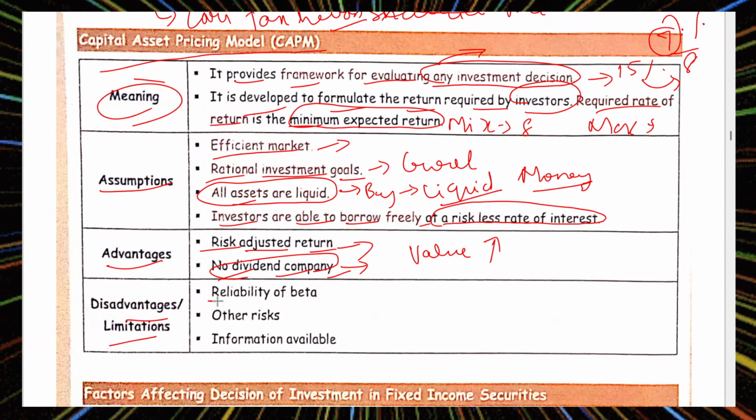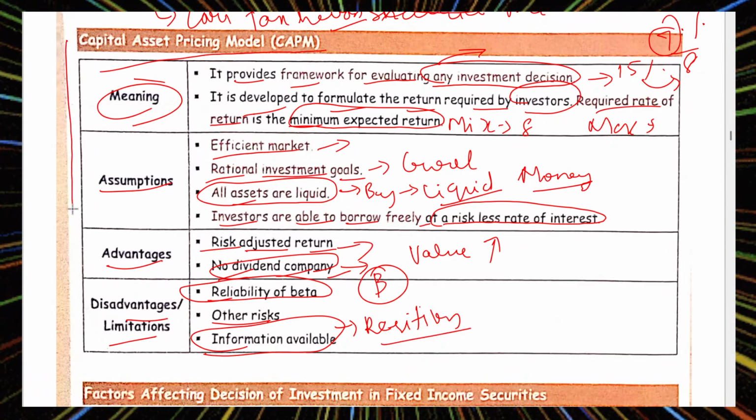Disadvantages and limitations: reliability of beta. The beta formula that we give is not so reliable. And other risks, there are many other risks that may cause the share price of the company to fall. And information availability. There is a restriction in information because not everyone will say what is true. So there is always a restriction in the information. These are the things you should know about the capital asset pricing model.